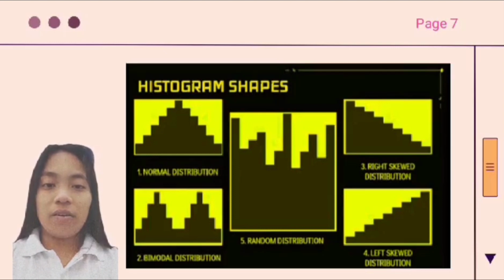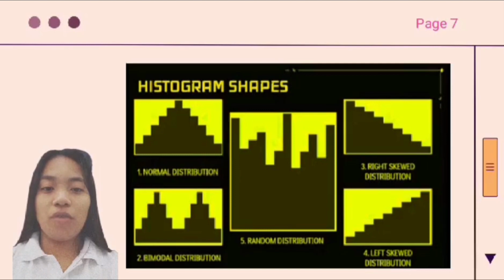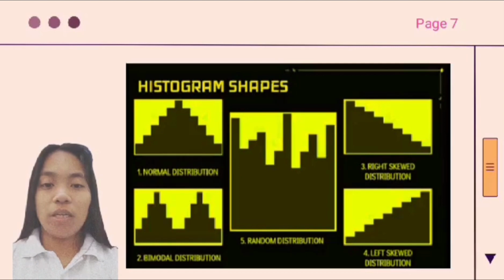The next is the right skew distribution. A right skew distribution is also called a positively skewed distribution. In a right skew distribution, a large number of data values appear on the left side with a fewer number of data values on the right side. A right skew distribution usually occurs when the data has a range boundary on the left-hand side of the histogram, for example, a boundary of 0.